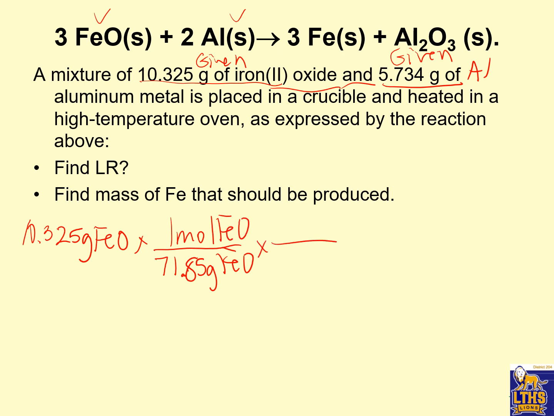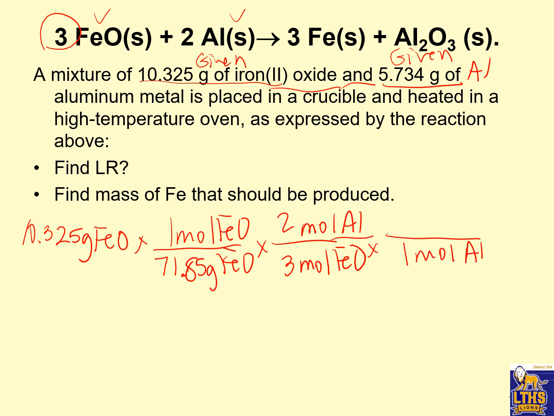All right, and then for every 3 moles of FeO, where'd I get the 3 coefficient? Then I need to use up 2 moles of aluminum. All right, but I don't measure in moles, I measure in grams. So for every 1 mole of aluminum, it's 26.98 grams of aluminum. Okay, so I do the math for that, and I find out 2.58 grams of aluminum. What does that mean? That's how much is needed.